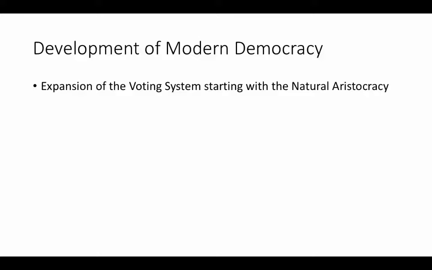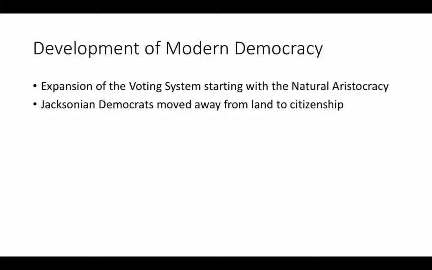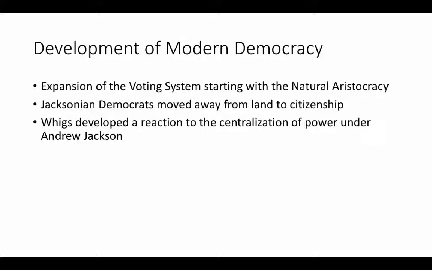So the development of the modern democracy. One of the big issues that I like to push with the kids is the change politically from the natural aristocracy system, which tended to privilege the idea coming out of the Federalists that there were a certain group of elite Americans who, due to their education, due to their land holdings, allowed them to be the voting representatives of America, into the Jacksonian Democrats, who moved away from this land notion into basing voting on citizenship alone.